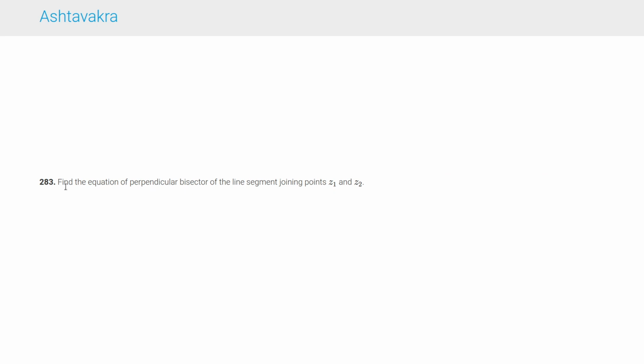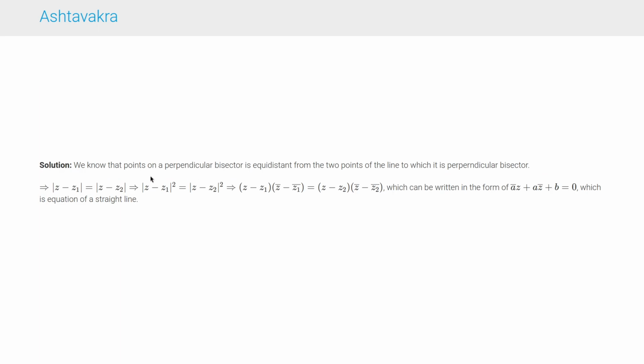Question 283 says that find the equation of the perpendicular bisector of the line segment joining points Z1 and Z2. So we know that points on a perpendicular bisector are equidistant from the 2 points of the line to which it is perpendicular bisector. Therefore, mod (Z minus Z1) is equal to mod (Z minus Z2). We square it and we apply the identity mod Z square is equal to Z Z bar. So we get (Z minus Z1) into (Z bar minus Z1 bar) is equal to (Z minus Z2) into (Z bar minus Z2 bar). This equation can be written in the form of A bar Z plus A Z bar plus B is equal to 0, which is the equation of a straight line.